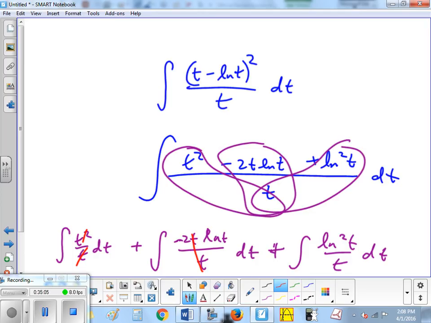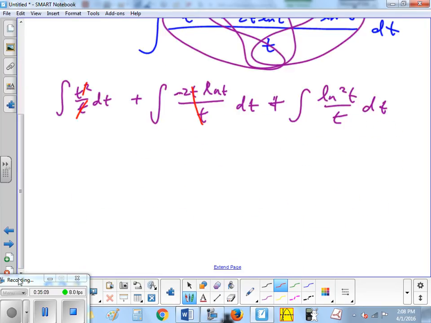By the way, let's finish this one. I'm just curious how well you would do. So obviously the first one is just integral of t dt. So what's the antiderivative there? That's easy. 1/2 t squared. Right. Okay.